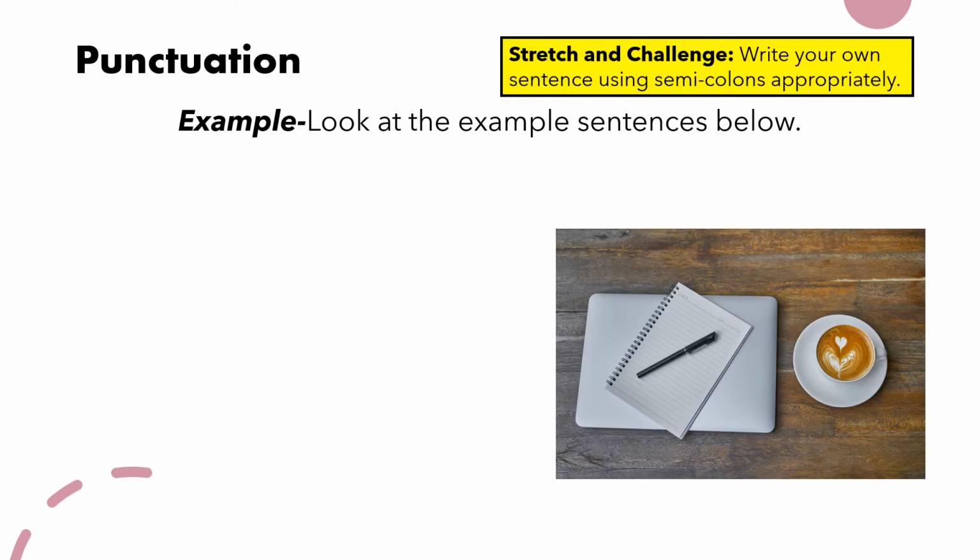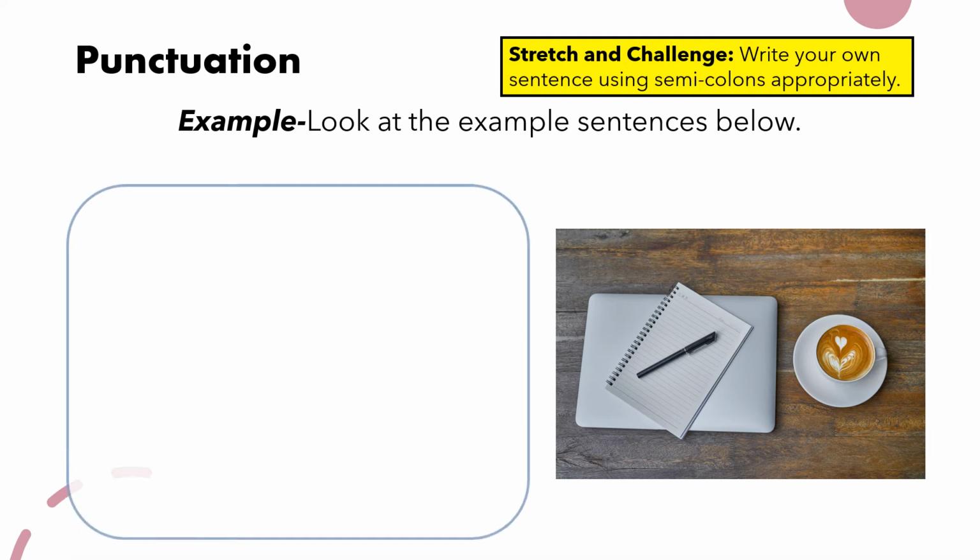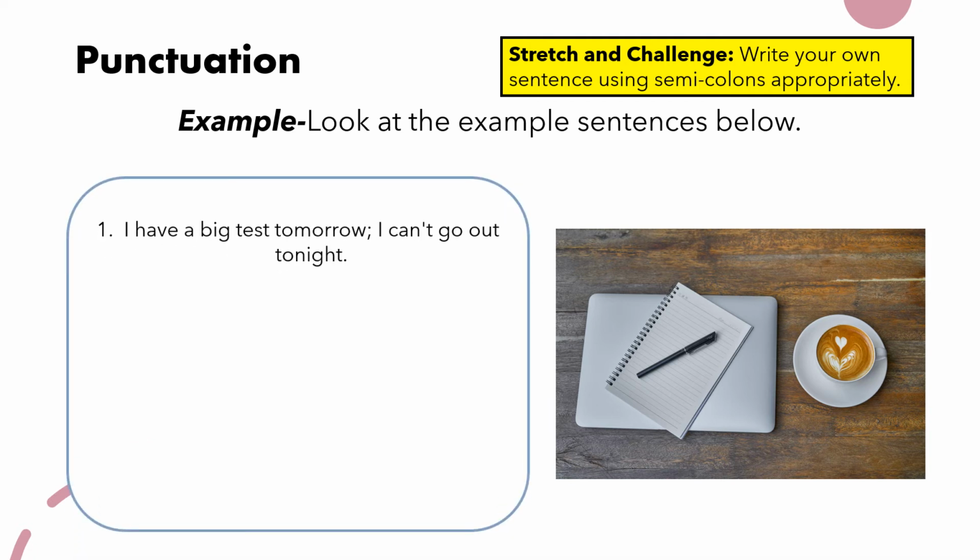Now we're going to go through a few examples just like we did in the previous slide, but this time we're going to have a look at semicolons. As we look through each one, try to secure your understanding of how to use a semicolon appropriately, and then consider the stretch and challenge task at the top here to try and write your own sentence using semicolons appropriately. The more we practice using colons and semicolons, the more they'll come naturally to us when we come to do a writing task. So the first one says, I have a big test tomorrow; I can't go out tonight.